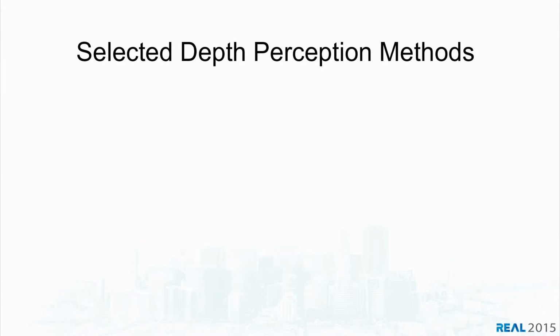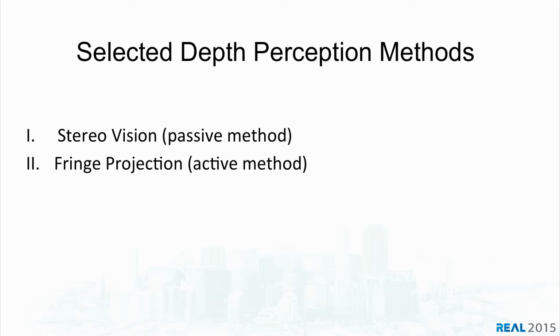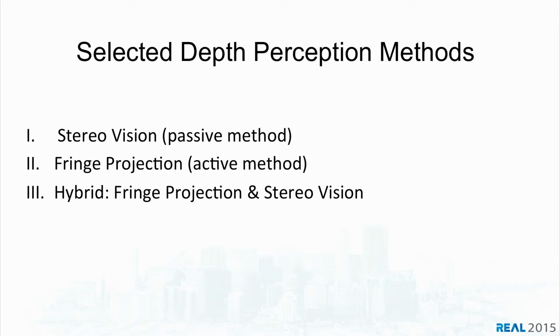So, select the depth perception methods. We looked at two first: stereo vision, the way our own eyes work. This is a passive method, only needs a little light to shine. Then we used fringe projection, which is an active method, and then we combined the two to make a fringe projection and stereo vision setup.